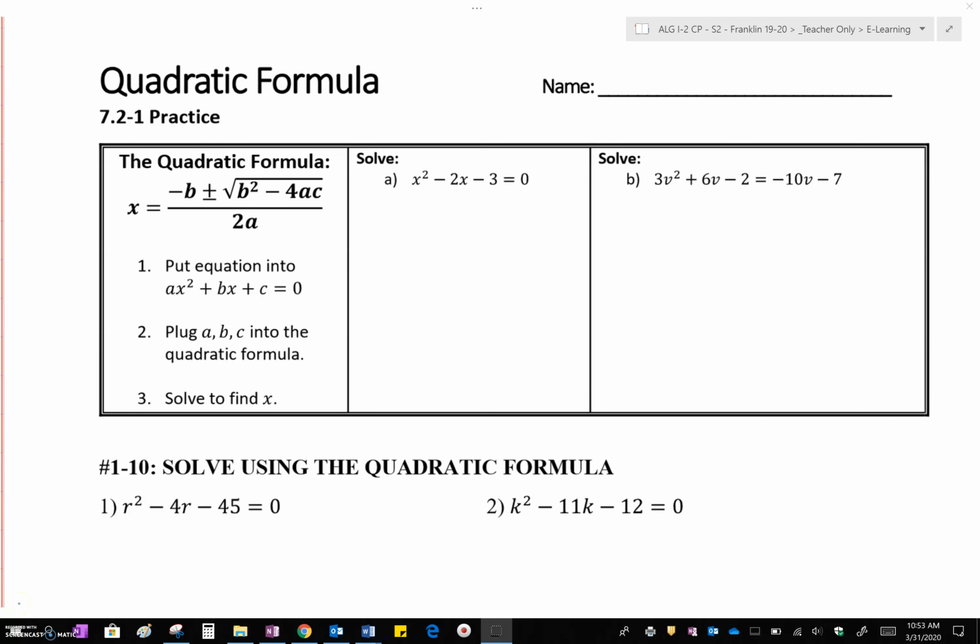Okay, let's talk about the quadratic formula. It's exciting. This is really important. This is a really useful formula.